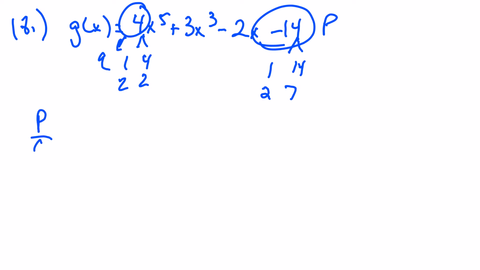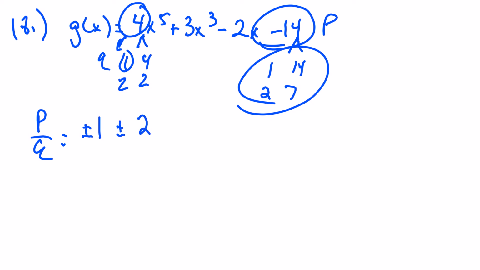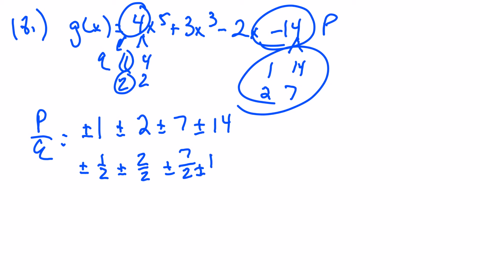So I put my P's over my Q's. So I start with my list, and I put it over 1. So I say plus or minus 1, plus or minus 2, plus or minus 7, plus or minus 14. Now I do my whole list, and I do it over 2. Plus or minus 1 half, plus or minus 2 halves, plus or minus 7 halves, plus or minus 14 halves. Remember, 2 over 2 is the same thing as 1, so I cross that off. 14 over 2 is the same thing as 7, I cross that off.